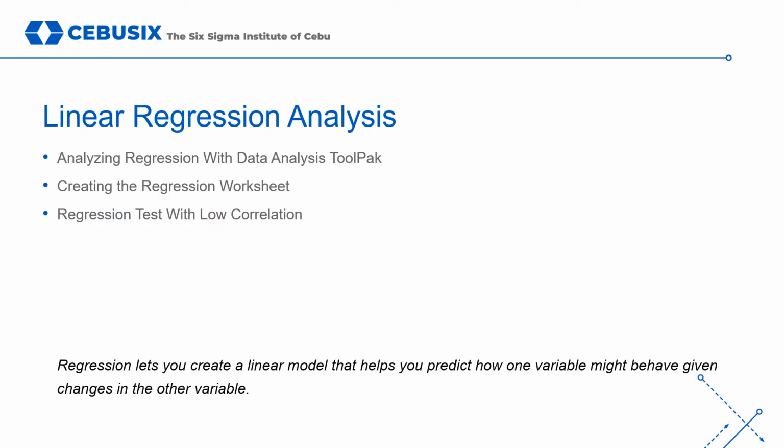Once you know that your data has a linear correlation, you can conduct further analysis through regression testing. In this section, we are going to discuss regression and how it lets you create a linear model that helps you to predict how one variable might behave given changes in the other variable. We will create a regression worksheet and conduct a regression analysis using the Data Analysis Toolpack, and we will even discuss dealing with low correlation in a regression test.